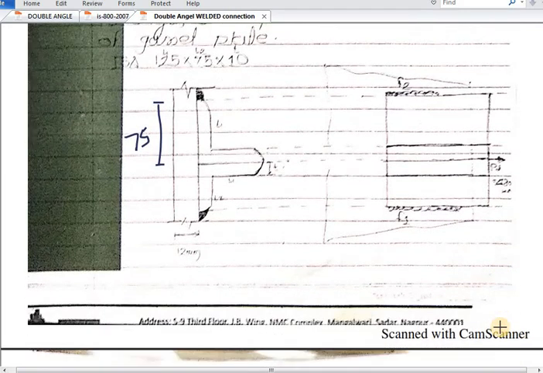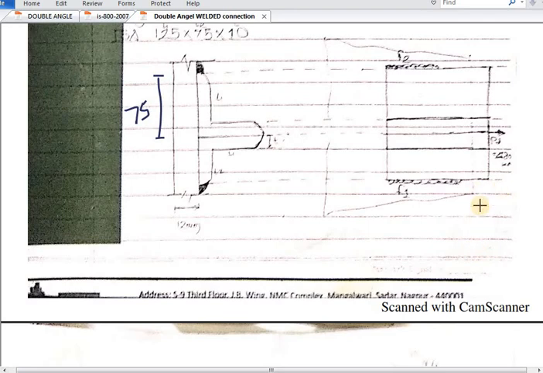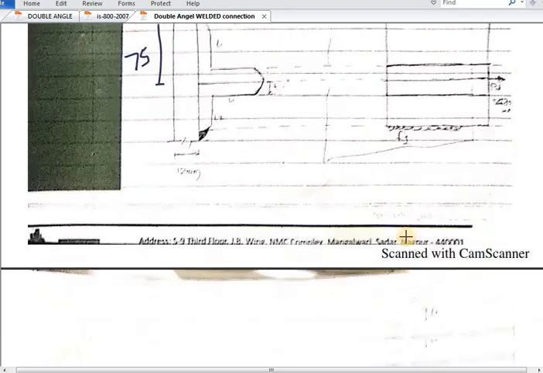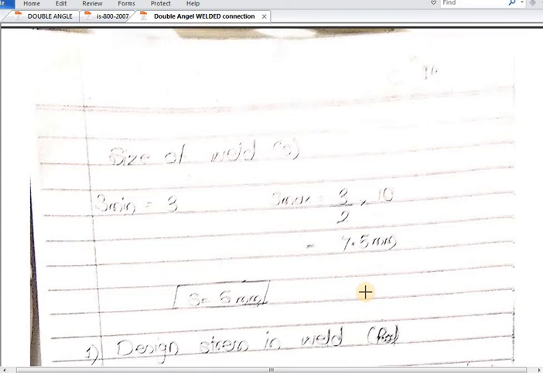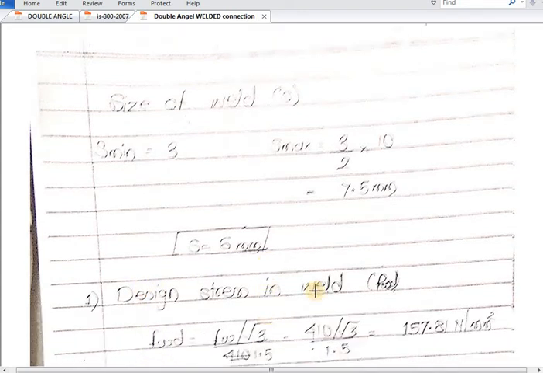Again for the same case, we will first find out the lengths L1 and L2. First this load will be transferred, but in this case again the size of weld will be taken as S. The minimum we are taking as 3 mm from IS 800 2007. S max is again the maximum, 3/4 of 10, which comes to 7.5. So S for intermediate of this is 6 mm.